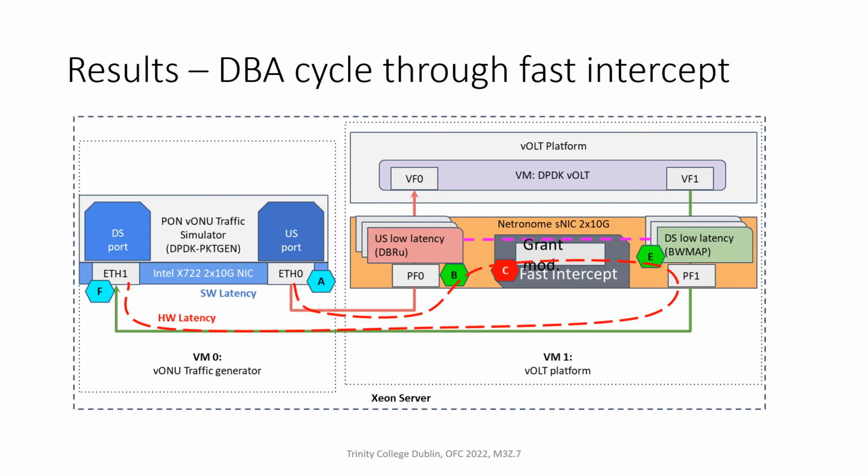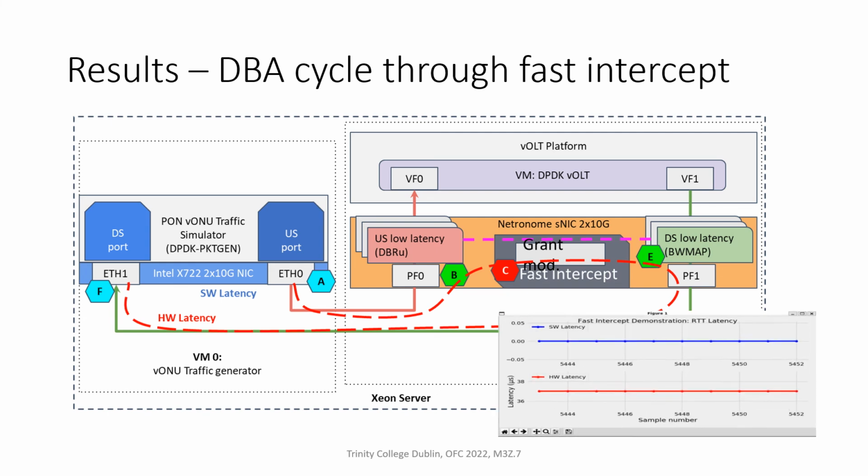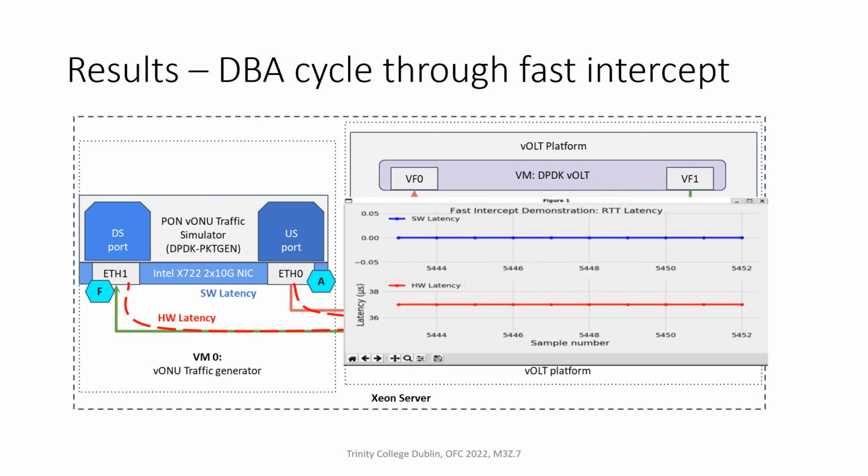Next, we look at the timing results of the DBRU and subsequent bandwidth map generated traveling through the path A to F through the fast intercept path C. This is accomplished by clicking a software switch to turn on fast intercept for particular TCONTs. Looking at a statistical sample of the round-trip times, we see on average the duration is 37 microseconds as shown in the lower red line. For the demonstration, this graph is updated in real time.